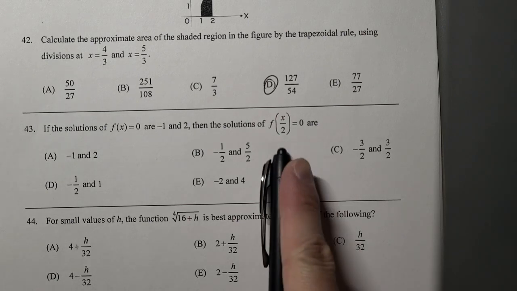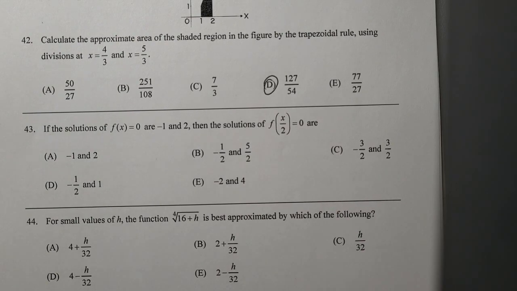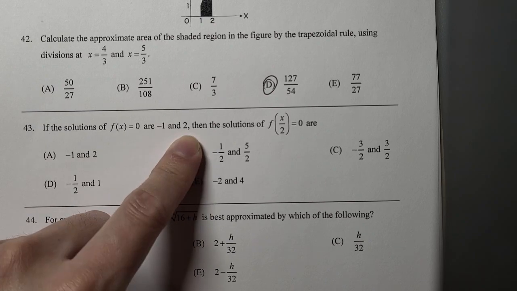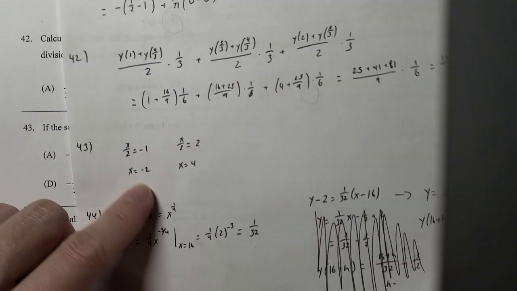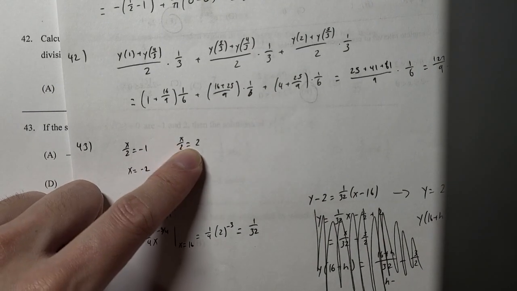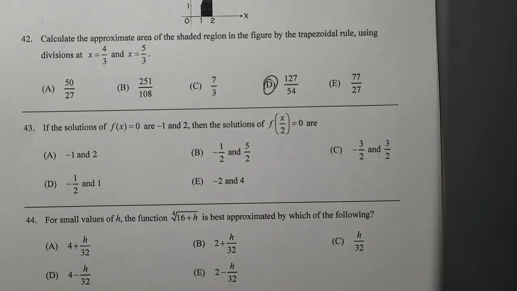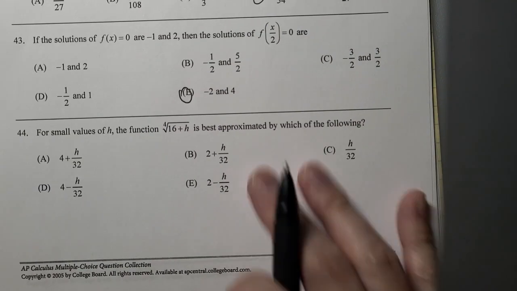Okay, so which one is it? If you don't remember, there's an easier way to do it. Instead of x is half, x is -1 and 2, you just put x over 2 is -1 and x over 2 is 2. You solve for x. So x is -2, x is 4. That's the simpler way to do it.